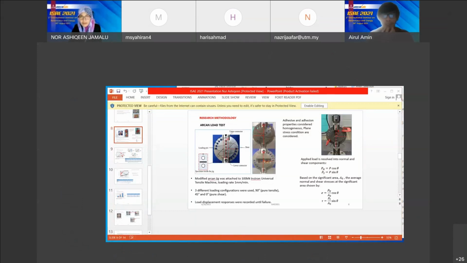So, the modified Arcan was attached to the universal tensile machine, and the loading rate used was 1 millimeter per minute.